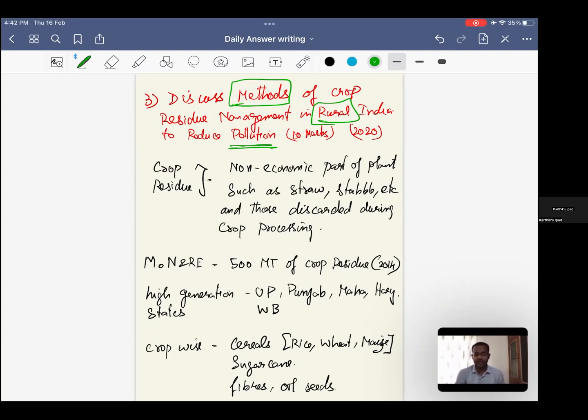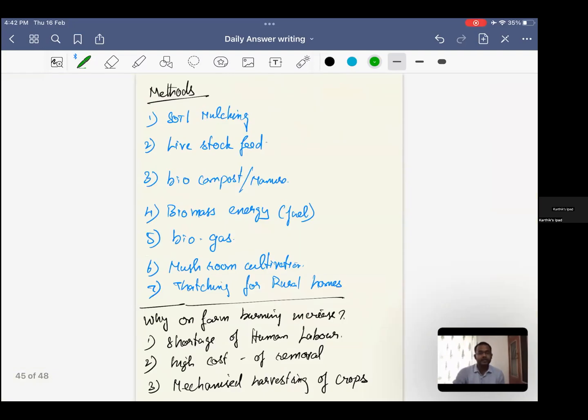So we do see, especially in the major states of Uttar Pradesh, Bihar, West Bengal, Punjab, and Haryana regions, as well as Maharashtra, a large amount of crop residues, right? So you can speak with respect to the geographical distribution where high residue is present. And with respect to agriculture, with respect to cereals, within that rice and wheat, largely followed by sugarcane, fiber and oil seeds. Following that, you will be able to speak about the methods, very basic methods.